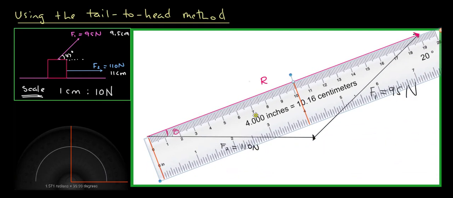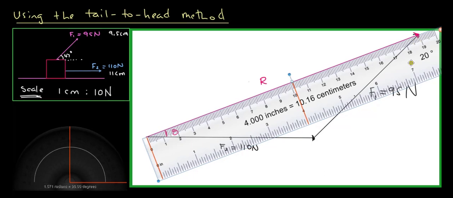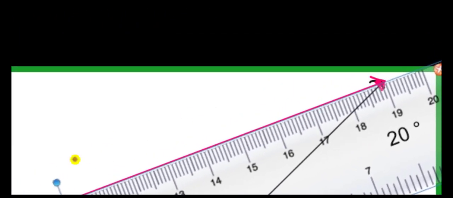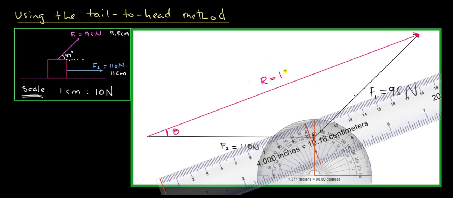What I need to do now is measure the length of this resultant. From this particular point up to that particular point, I think it's about 19 centimeters. So my resultant here is 19 centimeters. If I multiply it by 10, I can then say my resultant is equal to 19 centimeters, which is equal to 190 newtons.